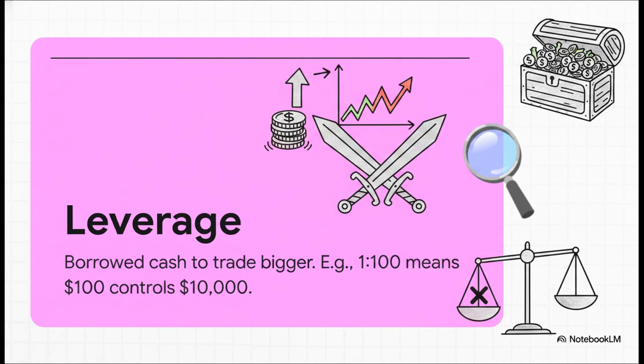And finally, leverage. This is basically borrowed cash from your broker that lets you trade way bigger than your actual balance. For example, a 1-to-100 leverage means your $100 suddenly controls $10,000. It's like a massive power-up. But here's the catch, and it's a big one. While leverage powerfully boosts your wins, it magnifies your losses just as aggressively. It's the ultimate double-edged sword.